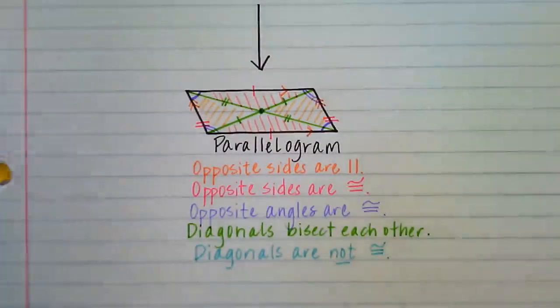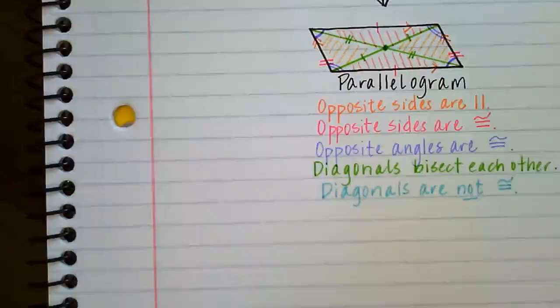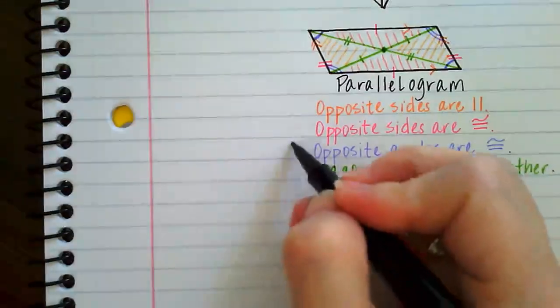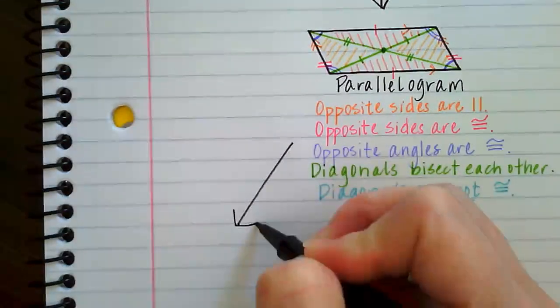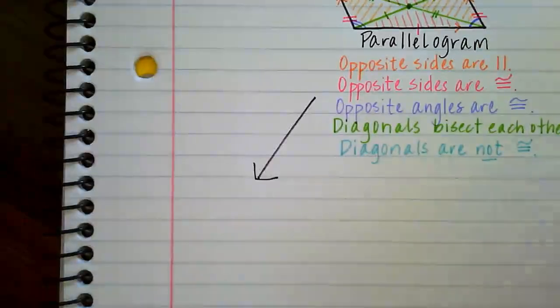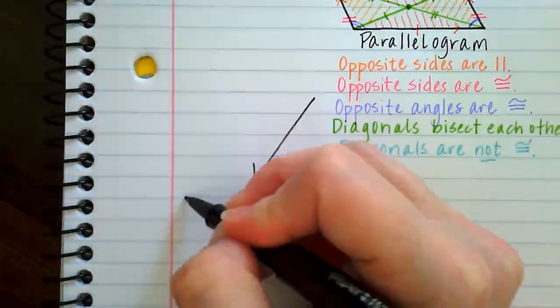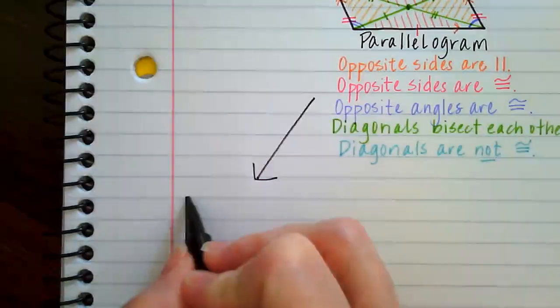All right, now, after a parallelogram, the next most common shape, so I'm going to go down this direction, going down the family tree over here, is a rectangle. So let's see if I can do this.